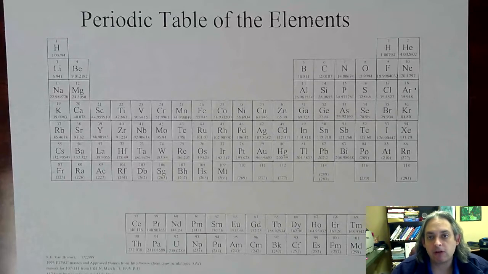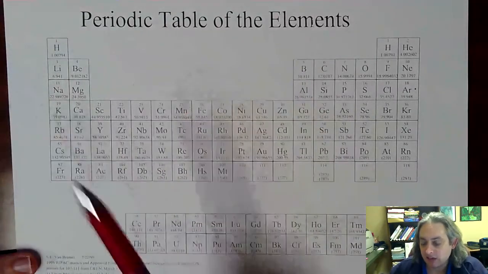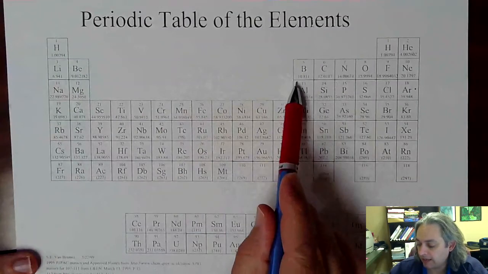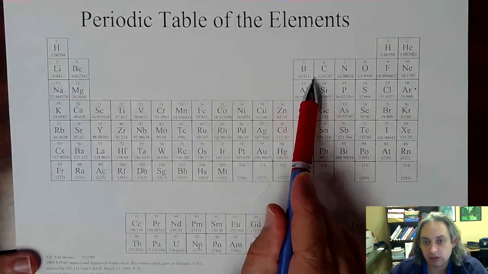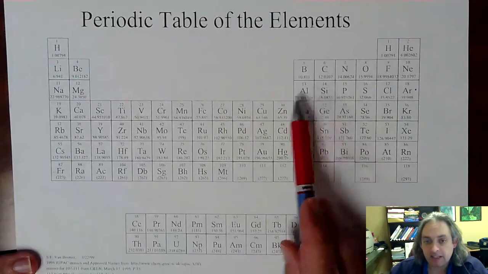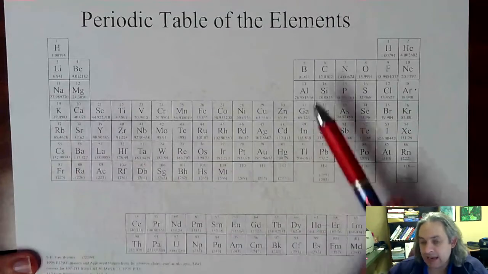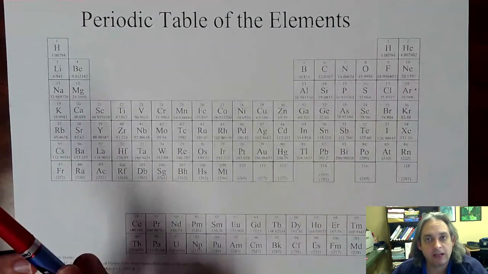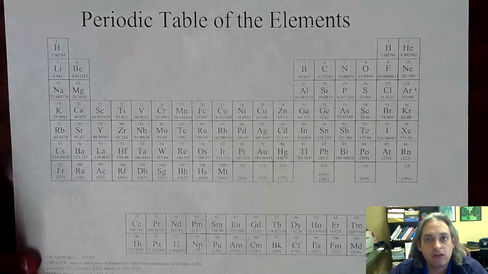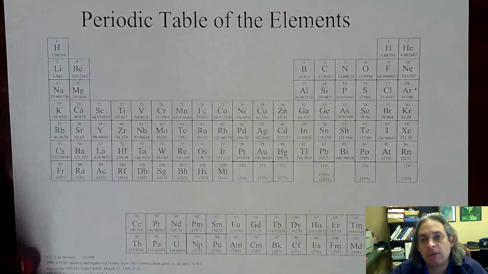So if you remember, metals are everything to the left of the stair-step line, where the stair-step line starts right here between boron and aluminum, and it just kind of goes down. Everything to the left is going to be considered a metal for this case, and everything to the right is going to be considered a nonmetal. And so metals will lose electrons, forming cations, and the nonmetals will gain those electrons, forming negative ions or anions.